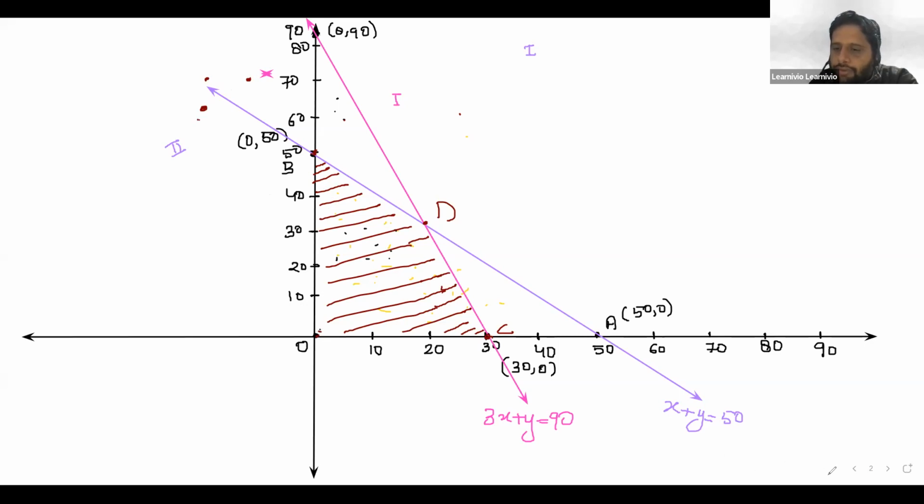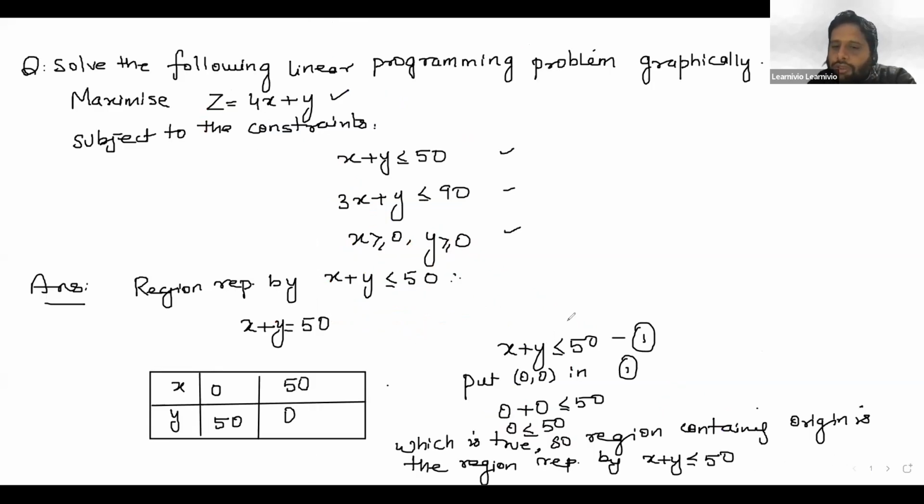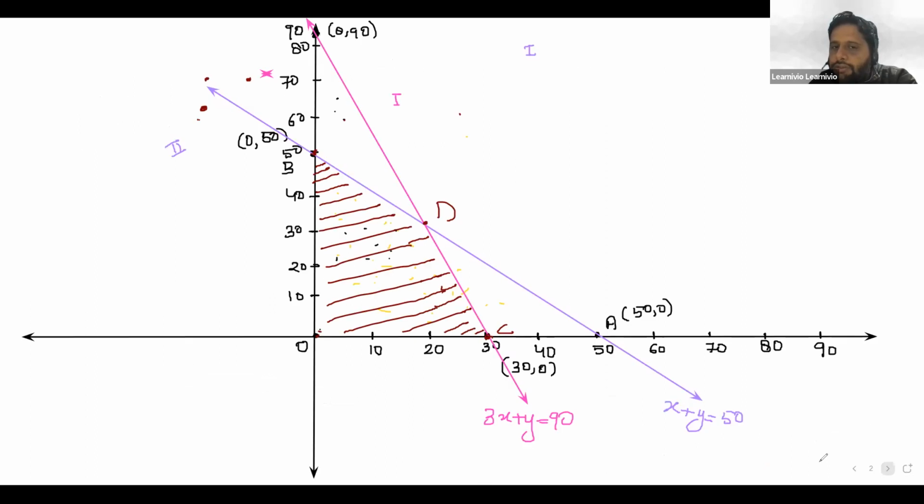So what I have done here is put the origin in the inequation. The origin is satisfying the inequation. So I'm saying that the region containing the origin is represented by x plus y less than or equal to 50. Is it clear? So you need to put the origin in the inequation. If the origin is satisfying it, then the complete region in which the origin is present is your solution for that line. Is it clear?